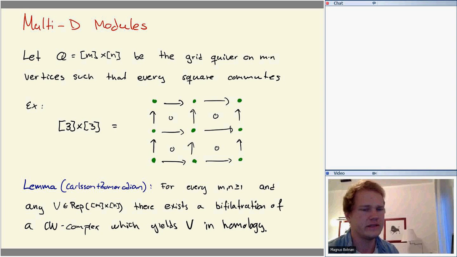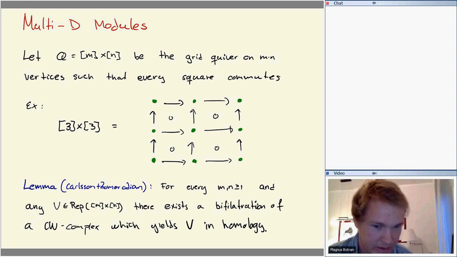I'm not sure if it's the best, but let Q be equal to this [m] times [n], this bracket notation, the grid quiver on m times n vertices, where every square commutes. So in [3] times [3], you have these nine vertices and all the squares commute. That's what you're familiar with from persistence.